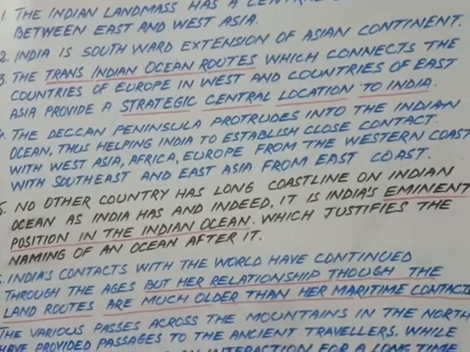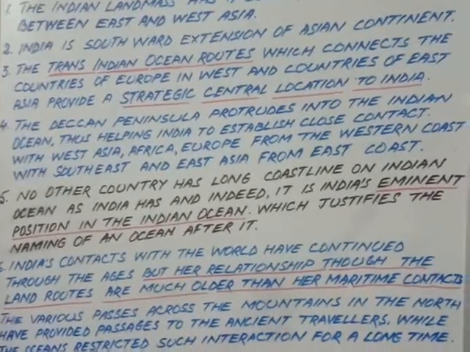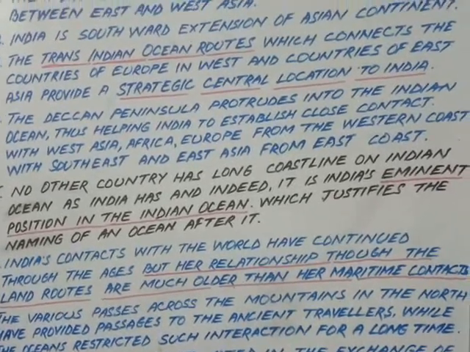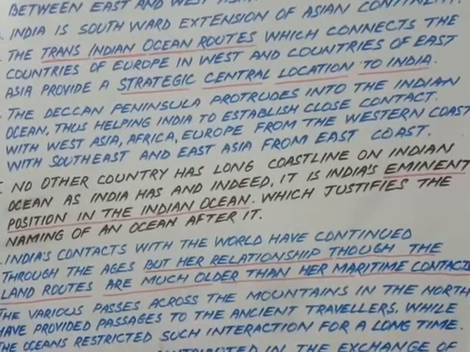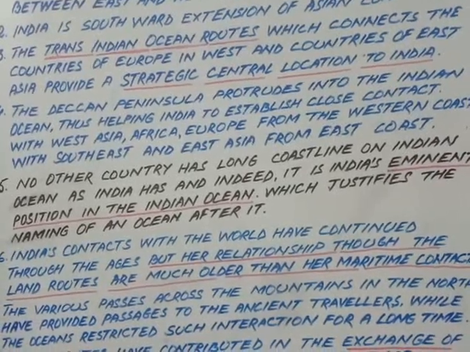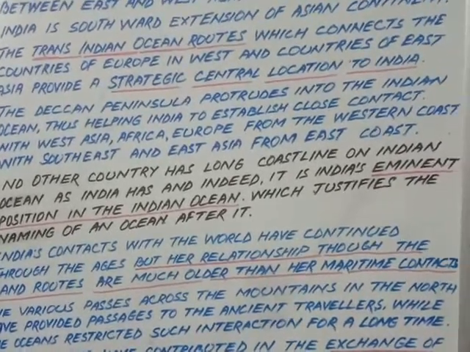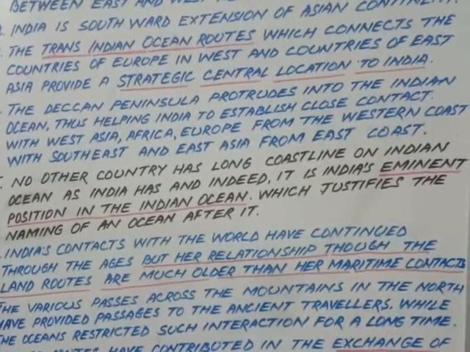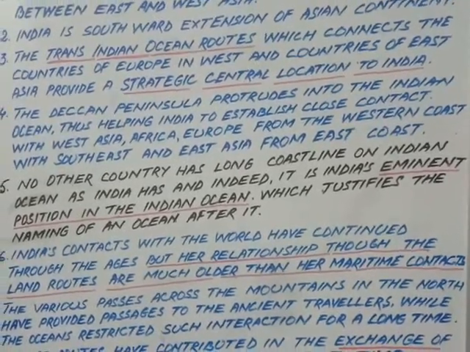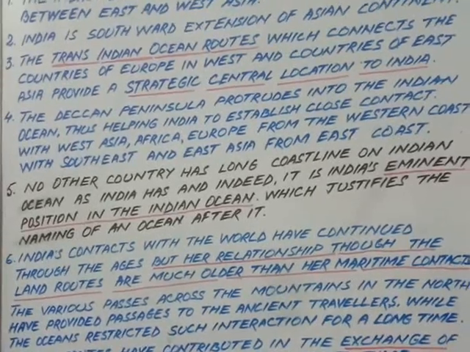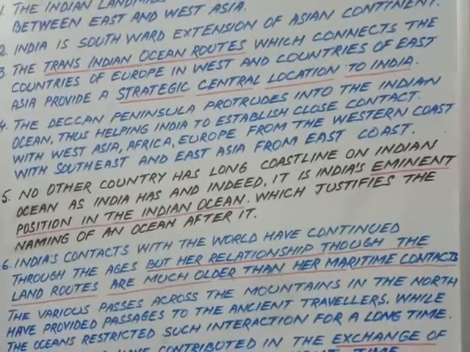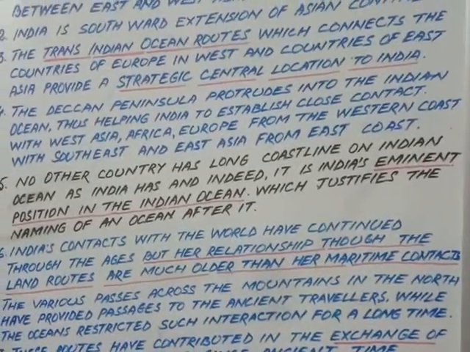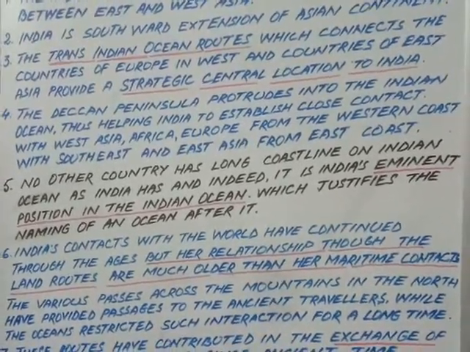Number 4, the Deccan Peninsula protrudes into the Indian Ocean, thus helping India to establish close contact with West Asia, Africa, and Europe from the western coast, and with Southeast and East Asia from the east coast. So India has two coastal sides: one is the Bombay side, which is your western side, and the other is the Visakhapatnam, Calcutta and Chennai side, which is the eastern side.